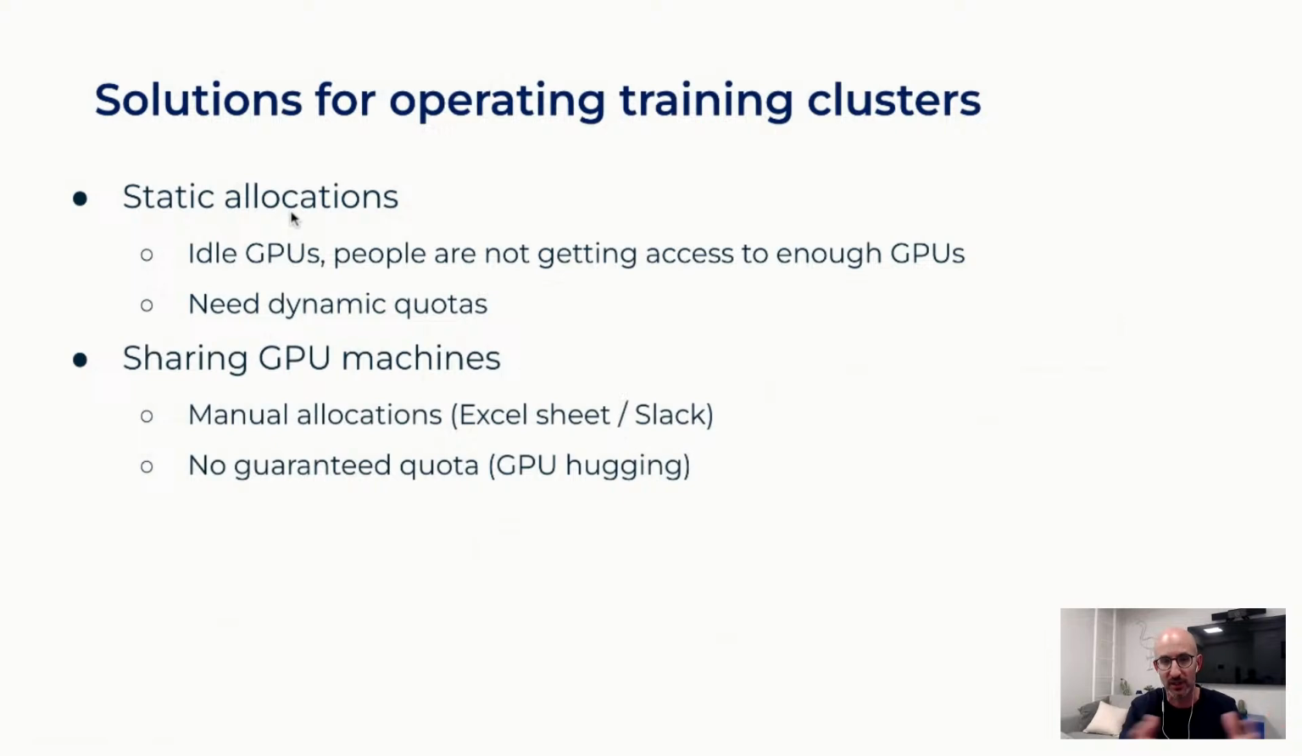Because with static allocations, there is no meaning of a cluster, right? Each person is getting their own allocation, and resources are not being shared. But if you try to share, then typically what we see is people trying to share GPU machines in a manual way with Excel sheets or with Slack. But that's not fun, sharing resources in a manual way. We also see that this brings a problem of people hugging their GPUs, right? That's what we call the GPU hugging problem.